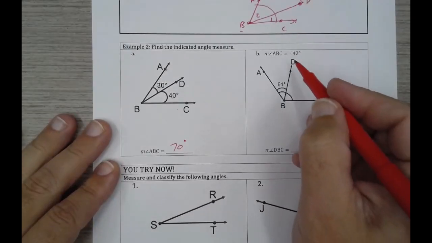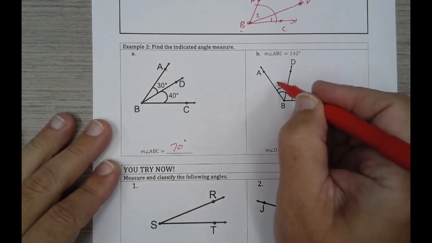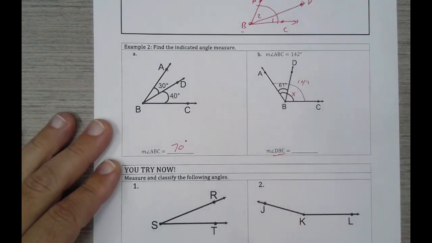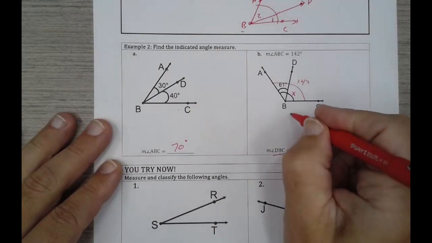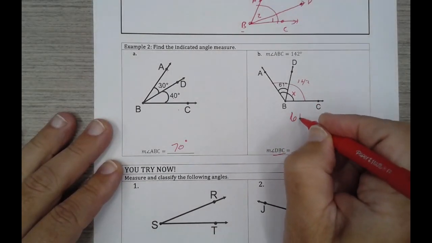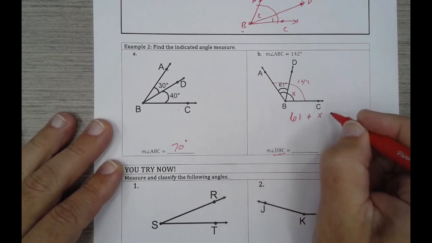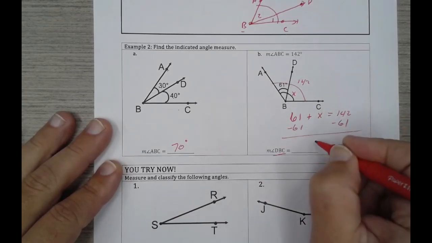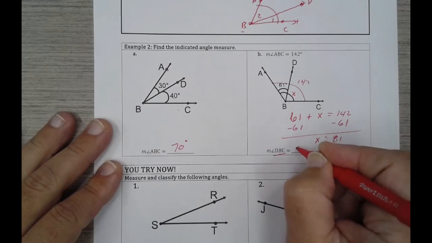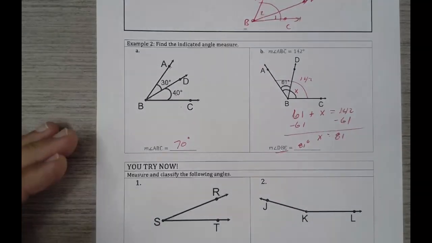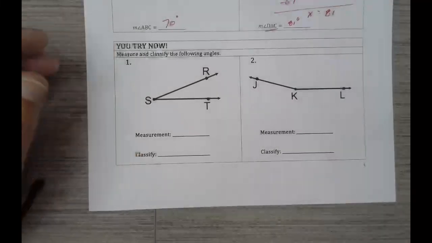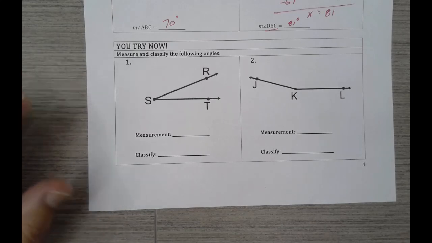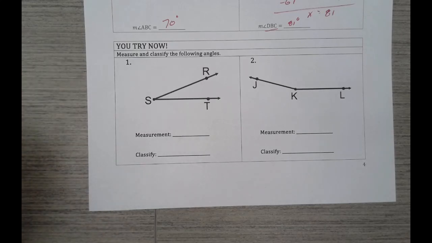All right, so now they're saying ABC, the whole thing over here, is 142, and they're asking for this bottom right section. Well, if I'm going to use the angle addition postulate, that's going to be 61 plus x has to add up to 142. Subtract 61 from both sides, and you're going to get 81 degrees. Don't forget about your unit there. All right, you try now. So we'll pause it, and then try it, and then unpause it for the result.